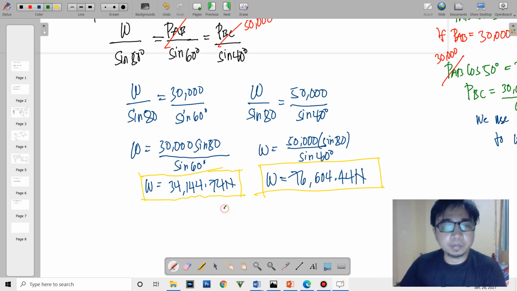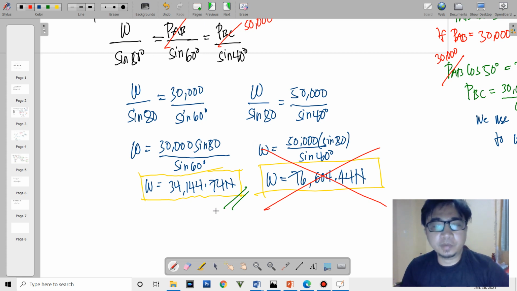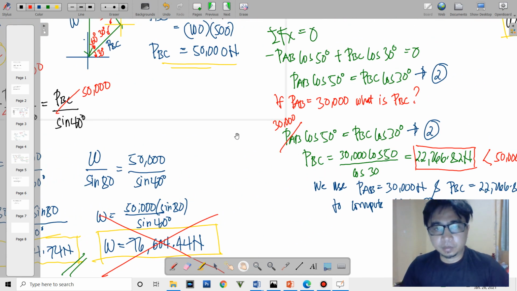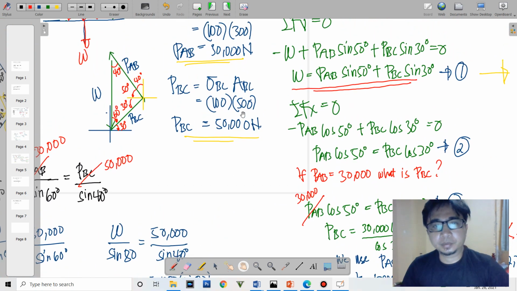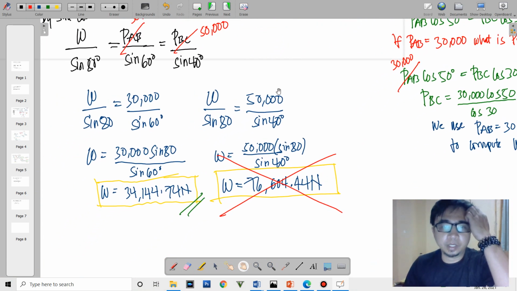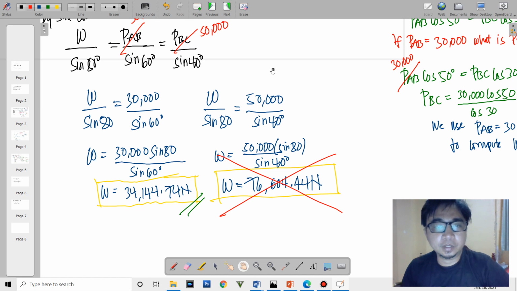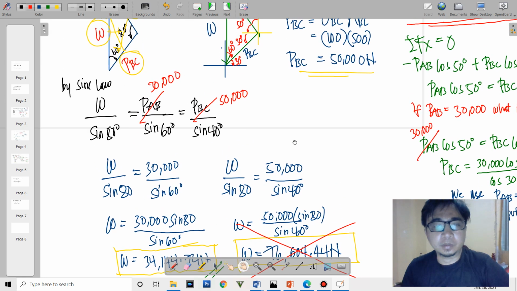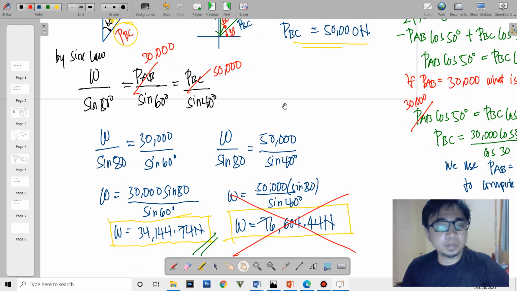So we can see now the result of two different pairs. Of course, we are going to adopt this one. We cannot adopt the other one, we always adopt the smaller value because you know the implication of that. If we're going to choose this one, your PAB will fail. Okay, just as presented on the first solution we had. Okay, so this is the alternate solution wherein we are going to use the force triangle. So I think we are done with this problem.